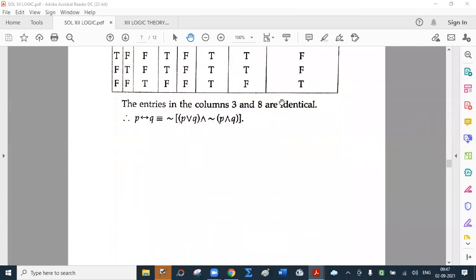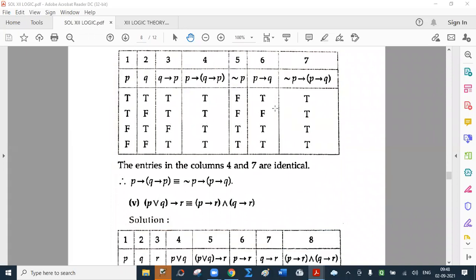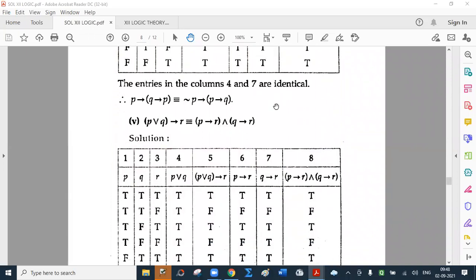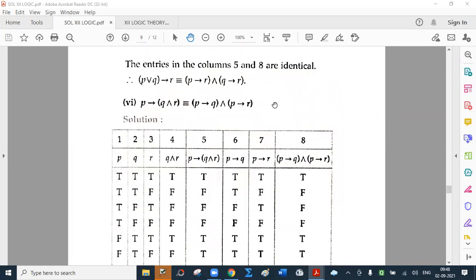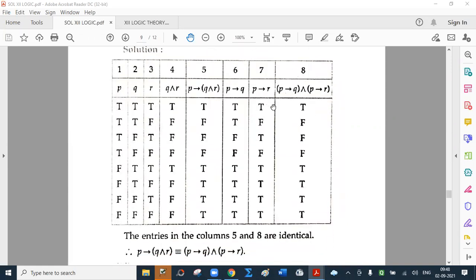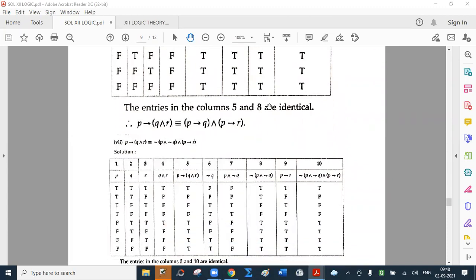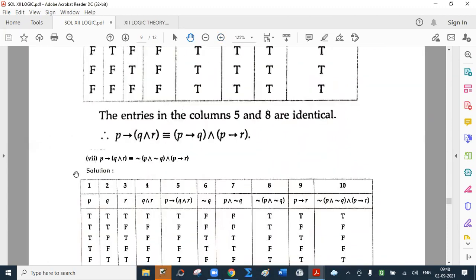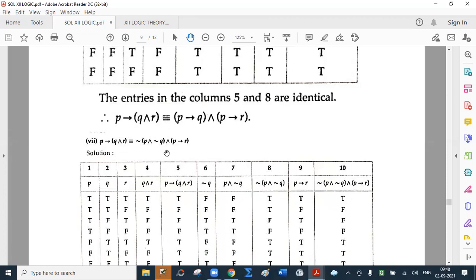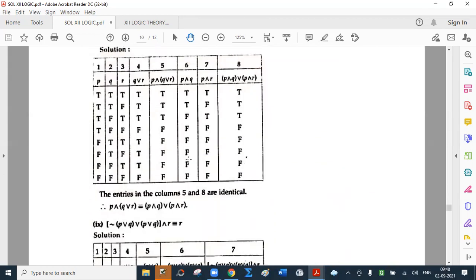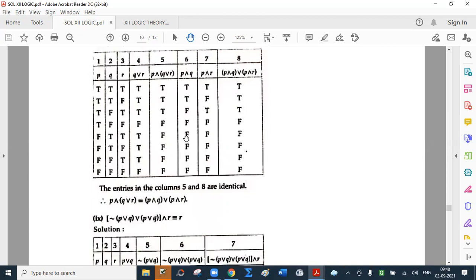Okay, so these sums are for homework. Sum number 4, sum number 5, then sum number 6, sum number 7. See, sum number 7 should be, please check this, it should be P implies (Q and R) equivalent to (not P and not Q) and (P implies R). Okay, this is sum number 7. So this is sum number 8.